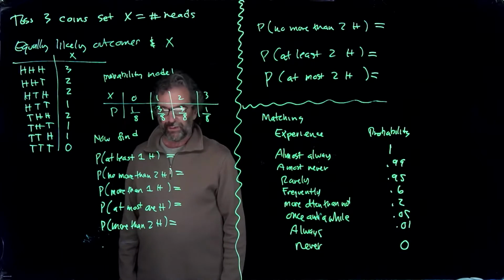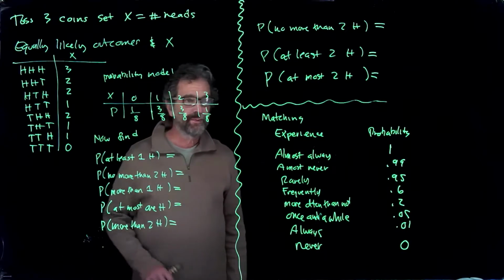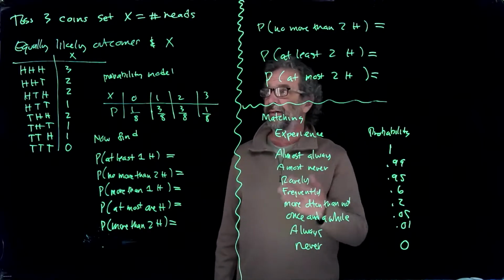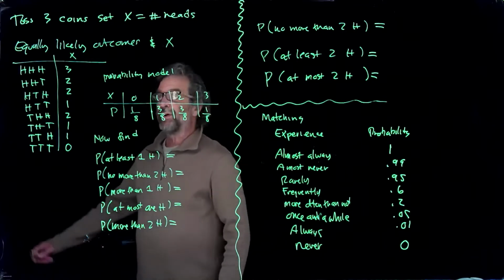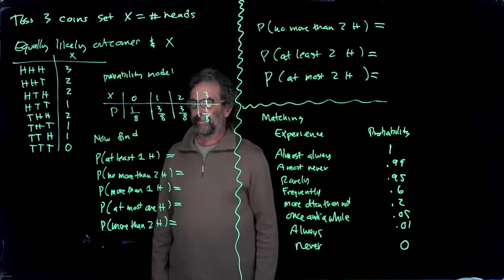So we're going to finish off our introduction to probability with this three-coin experiment and a matching problem where you try to match your experience to probability. So here we go. We're going to think about tossing 3 coins. We're going to set x equal to the number of heads.